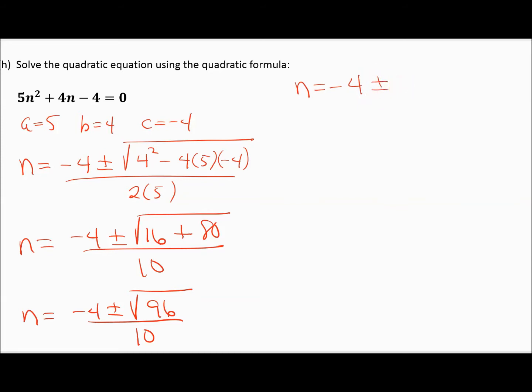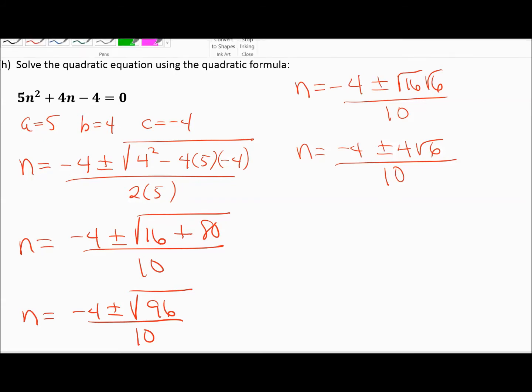Now what I'm thinking is I need the biggest perfect square that divides evenly into 96. And what is that? And that is 16. So I'm going to rewrite the square root of 96 as the square root of 16 times the square root of 6 all over 10. That's negative 4 plus or minus 4 square root of 6 all over 10.